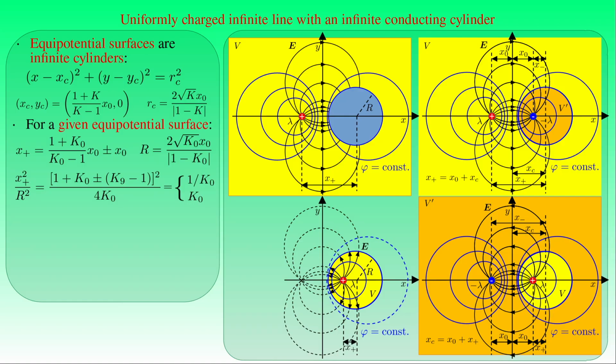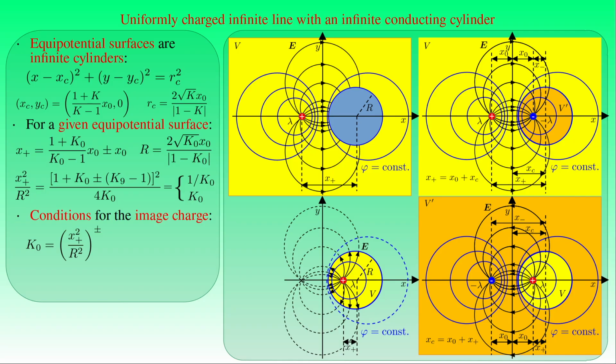As a result, we derive the condition for the parameter k0 that determines the equipotential surface corresponding to the conducting cylinder for a given distance between the line charge and the center of the cylinder, where the center and the radius of the cylinder are also given. This condition states that k0 is equal to the ratio of x sub plus squared to r squared for the first case, or its reciprocal for the second one.